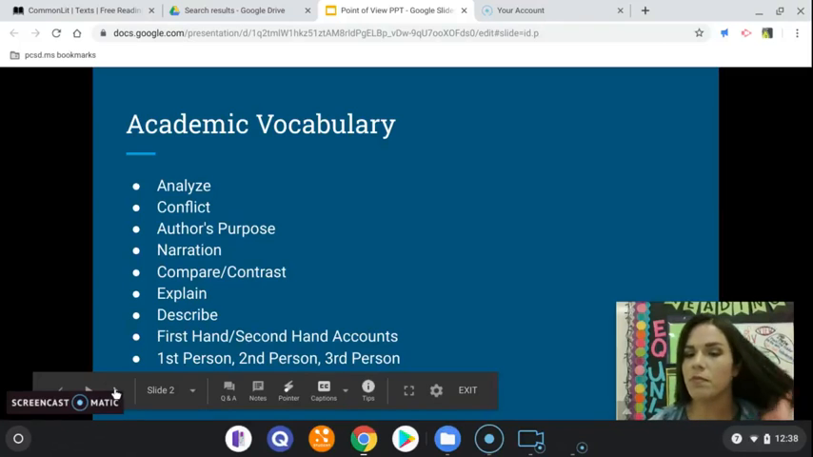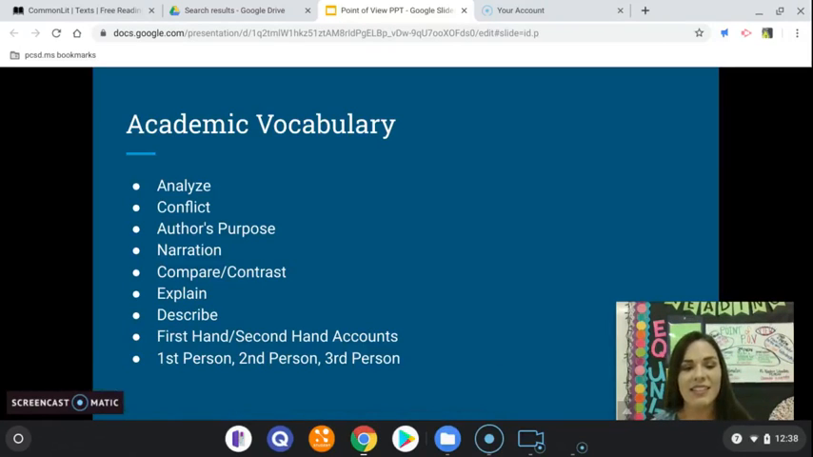Okay, so we wanted to include this for you because these are some words that you might see in a multiple choice question. If you have a question about point of view, you will see words such as analyze, conflict, author's purpose, narration or narrator, compare and contrast, explain, describe, first-hand or second-hand accounts, and also first, second, and third person.